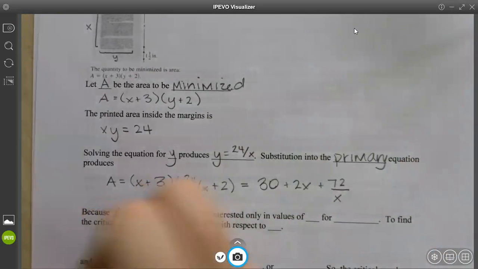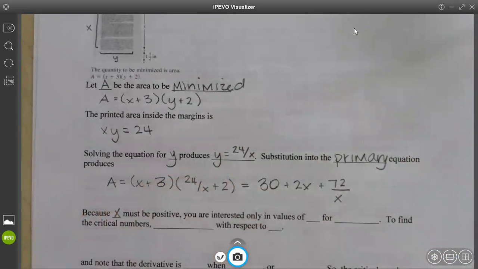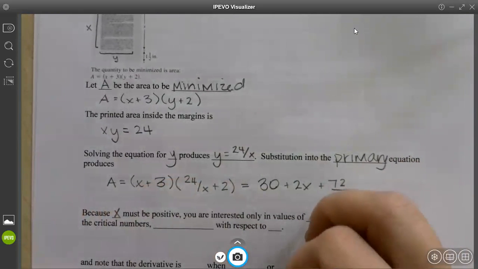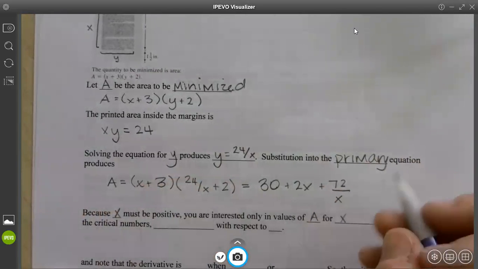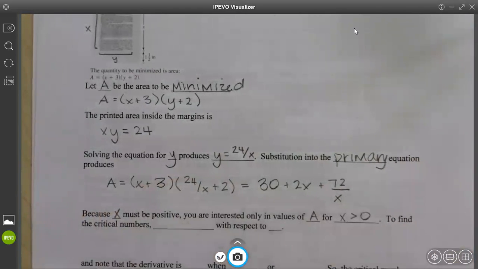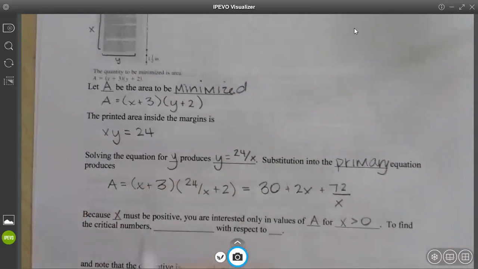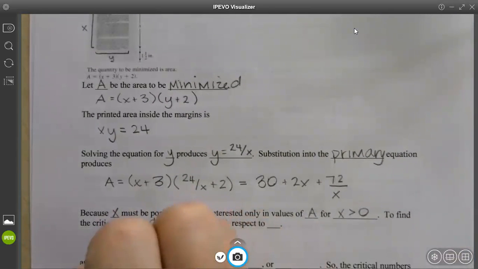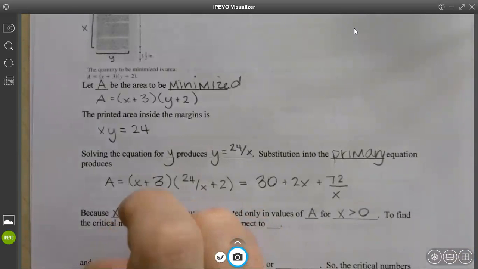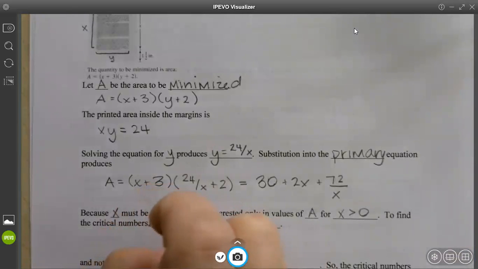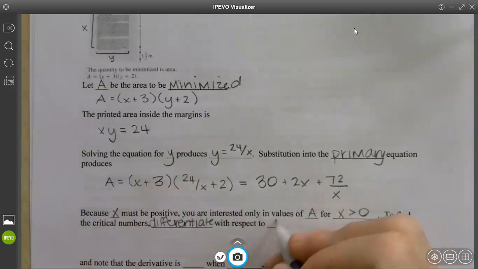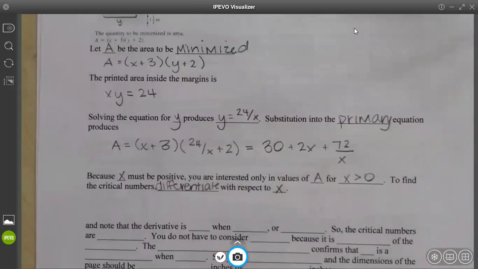And because x must be positive, you're interested only in values of x greater than 0. So to find the critical numbers, differentiate with respect to x. Again, we have to multiply that out so it'll be easier to take the derivative.